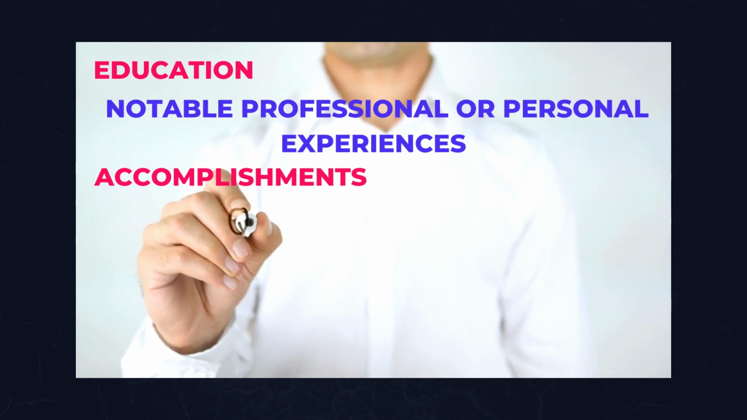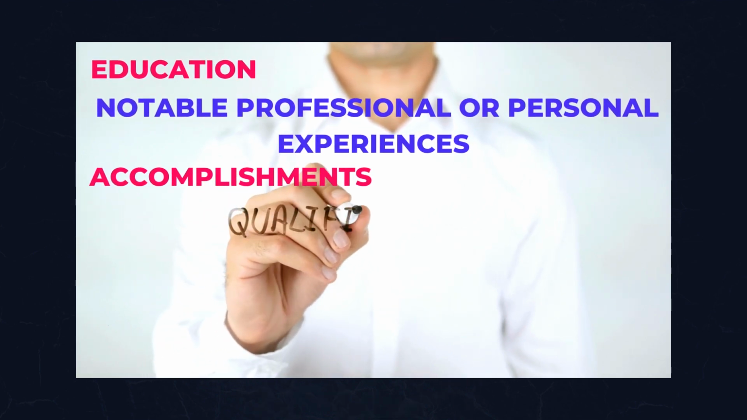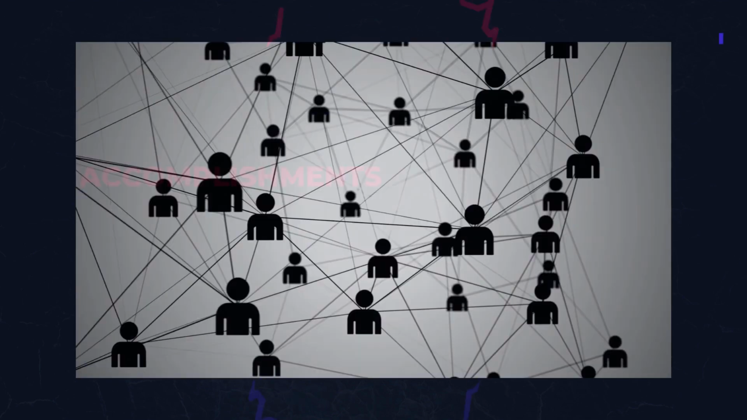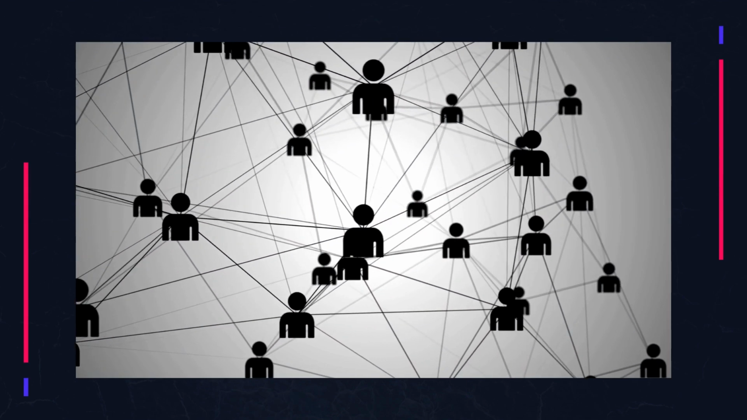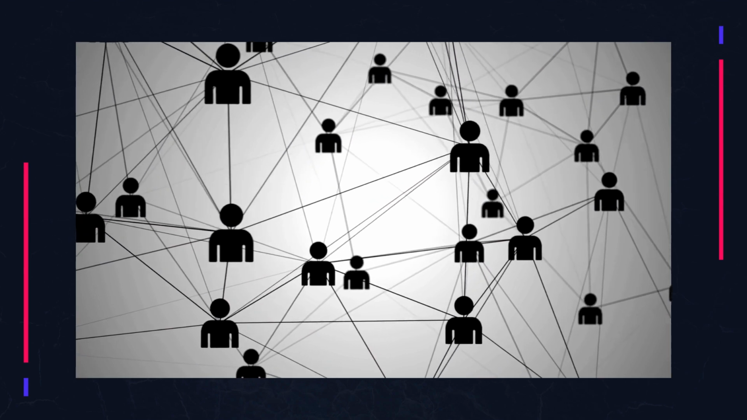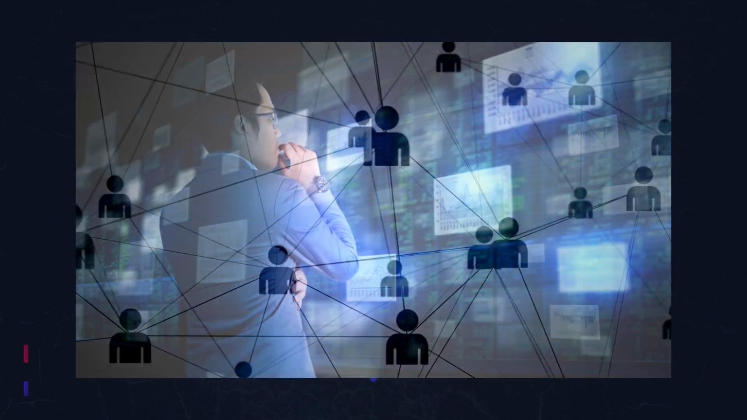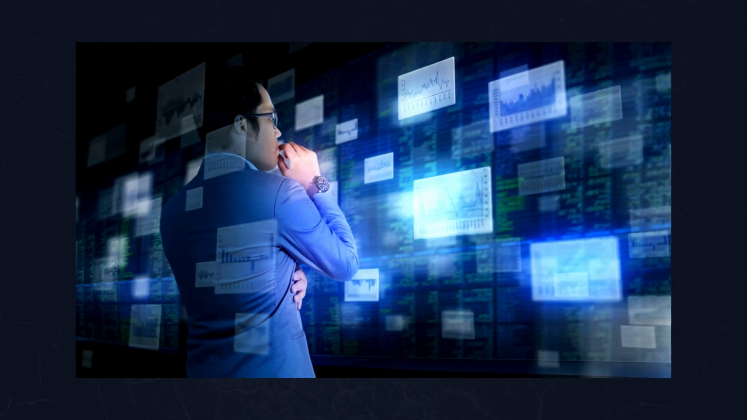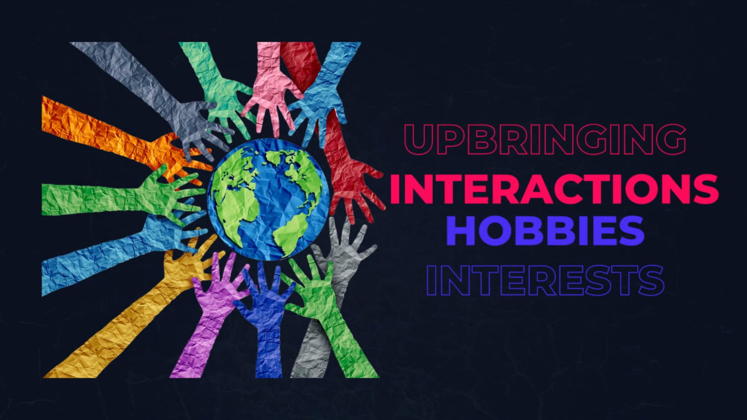Start by cataloging your qualifications, such as your education, notable professional or personal experiences, and accomplishments. Then, outline your social connections and relationships within various groups and organizations. This will help you assess your existing social capital and learn how to utilize it effectively. Following that, examine your cultural capital, the expertise you've acquired through your upbringing, interactions, hobbies, and interests that enable you to adapt effortlessly in various environments.